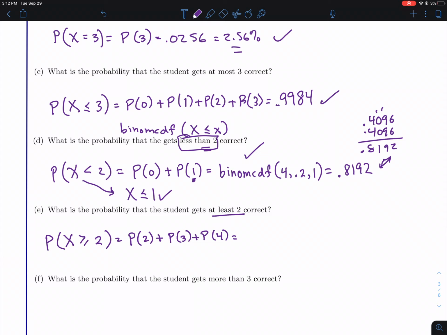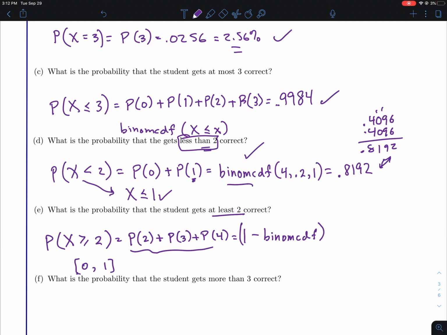But again, how could I do this using binomial CDF in this case? Well, the nice thing to remember is probabilities always add up to 1. So what I can do is think of this as a 1 minus situation. And I can go 1 minus binomial CDF. Remember, the things that I don't want are the things that aren't written down. So in this case, I don't want to include 0, and I don't want to include 1. Those are the things I want to subtract off. So I want to keep 2, 3, and 4.